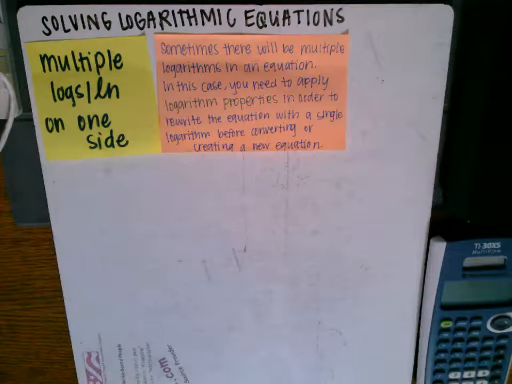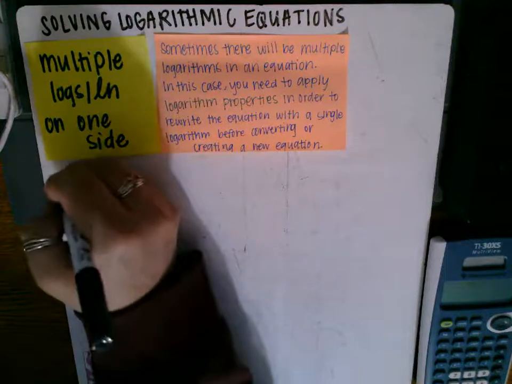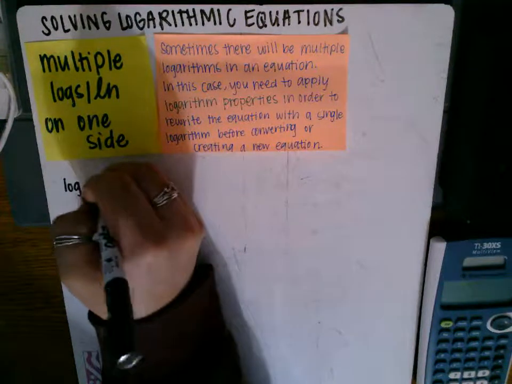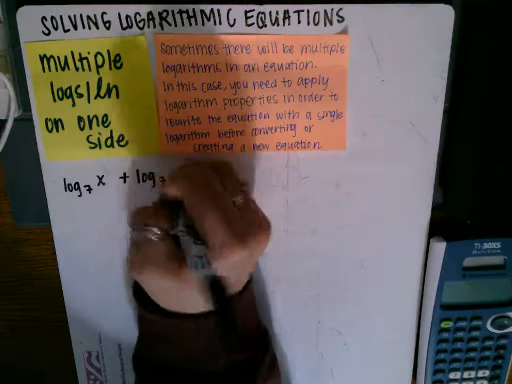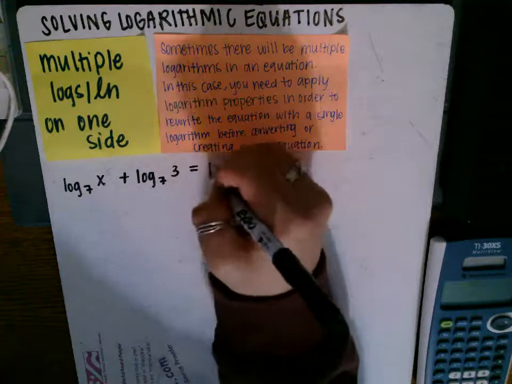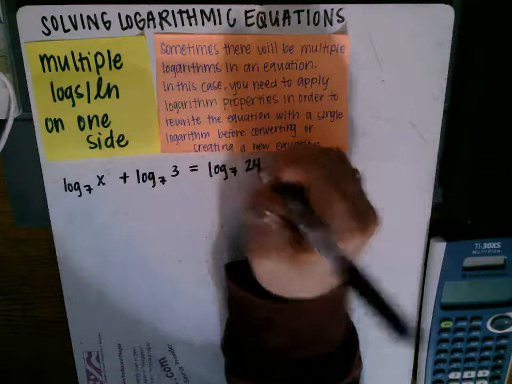So let's jump into it, shall we? Our first example is going to be log base 7 of x plus log base 7 of 3 is equal to log base 7 of 24.